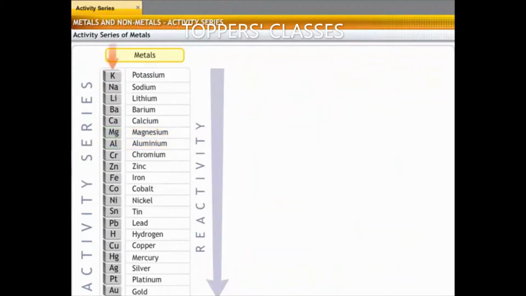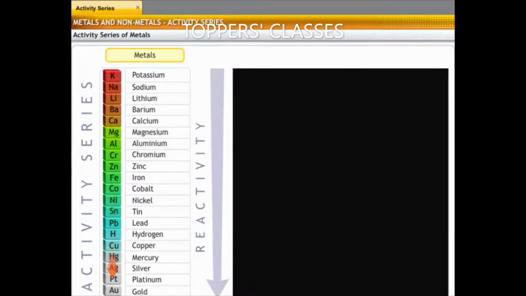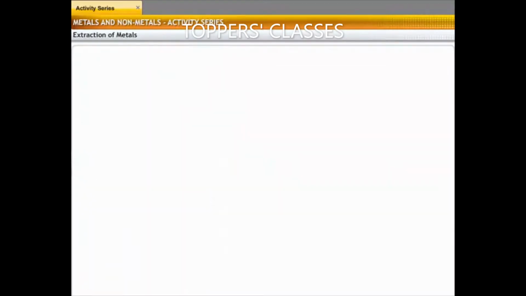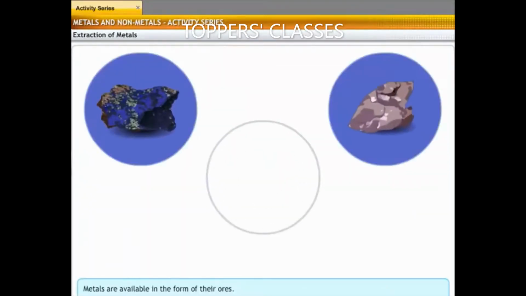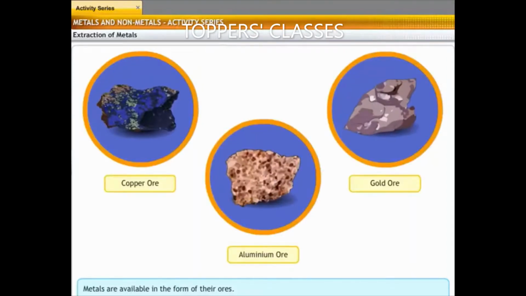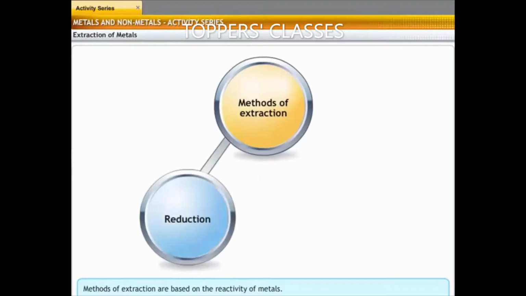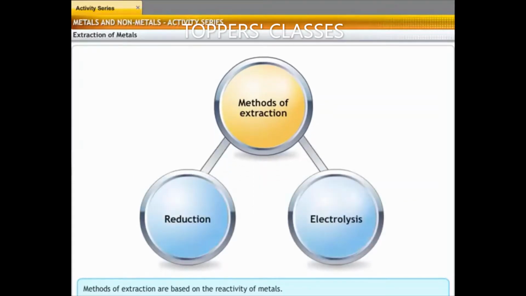Moving further down, metals that are placed below copper do not rust easily because of their low reactivity. A number of metals are available only in combined forms as ores. To obtain the pure forms of these metals, we need to extract them from their respective ores. Based on the reactivity displayed by metals, they can be extracted through the following methods: reduction and electrolysis.